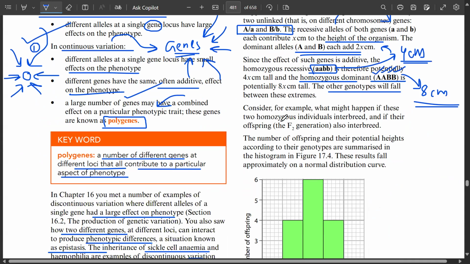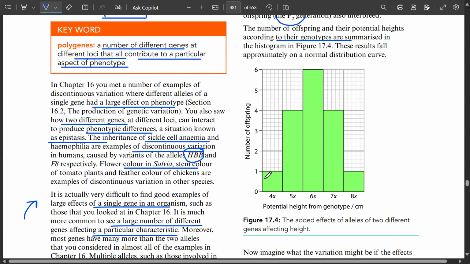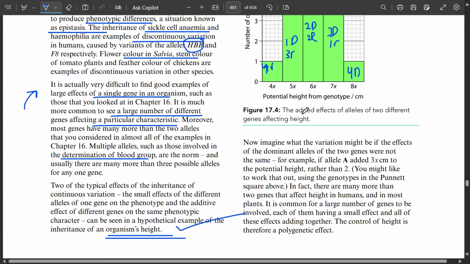For example, what might happen if these two homozygous individuals interbred, और यहाँ पे एक F2 जनरेशन भी इंटरब्रीड हो जाए? The number of offspring and their potential heights according to the genotypes are summarized in the histogram over here. 4x कब आएगा? जब चारों के चारों रिसेसिव है। 5x कब आएगा? एक डोमिनेंट है, तीन रिसेसिव है। 6x कब आएगा? दो डोमिनेंट है, दो रिसेसिव है। 7x, तीन डोमिनेंट होंगे, एक रिसेसिव होगा। और 8x जब चारों डोमिनेंट थे। Got it? Yeah. So this is known as the added effects of the alleles of two different genes affecting height.